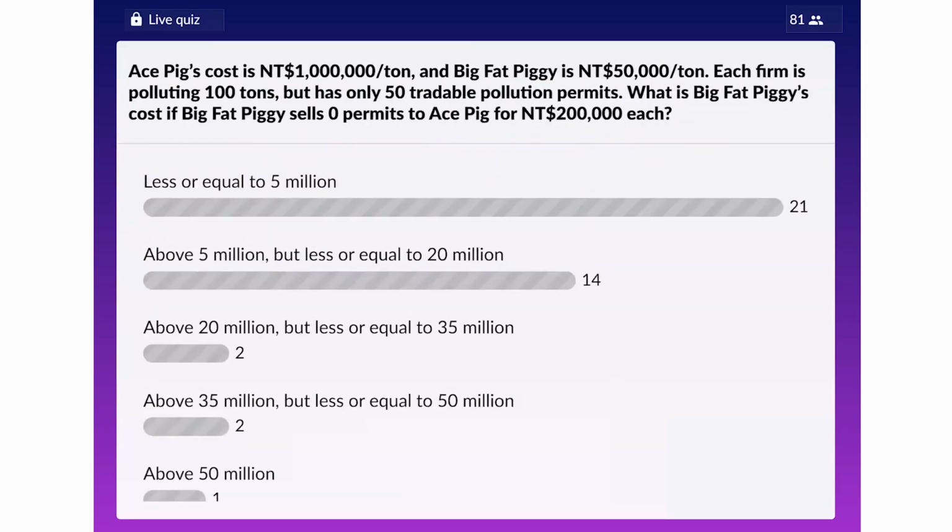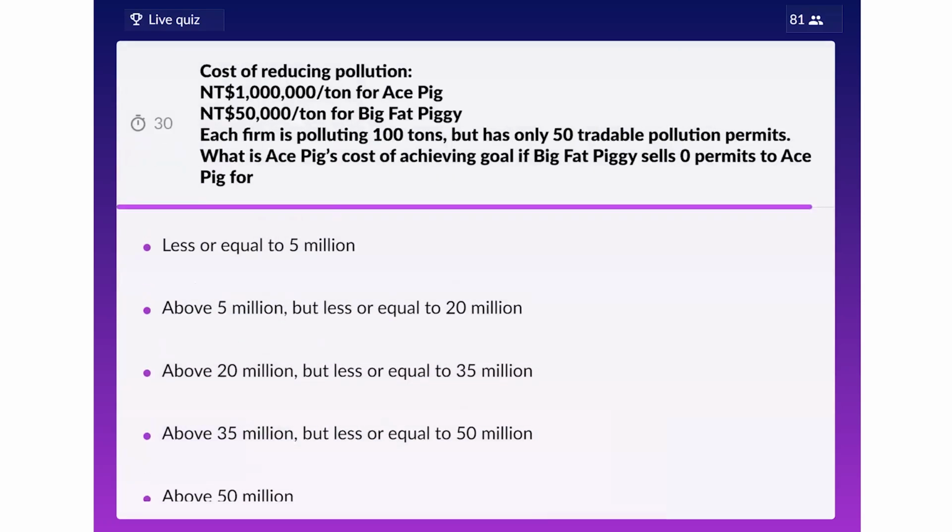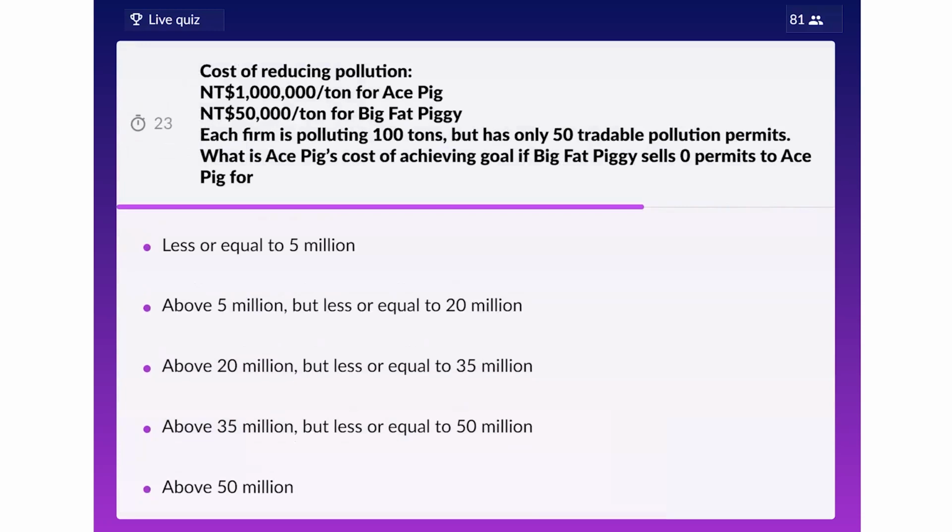Okay, so a lot of you say less or equal to 5 million. Some say above 5 but less than or equal to 20 million, and a few say above. And it is indeed less or equal to 5 million NT dollars. So what is Ace Pig's cost if Big Fat Piggy sells 50 permits to Ace Pig? Oh, yeah, and the price is 200,000 NT dollars. Somehow it's not showing up here.